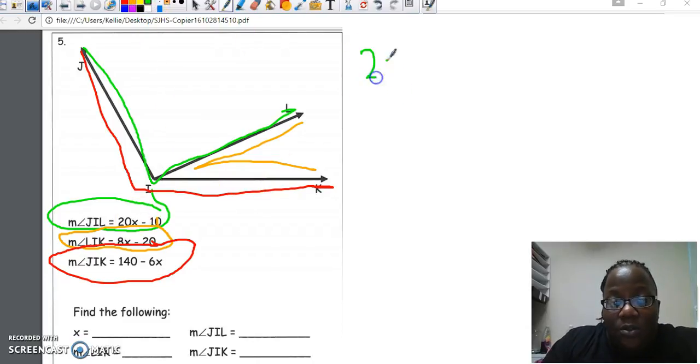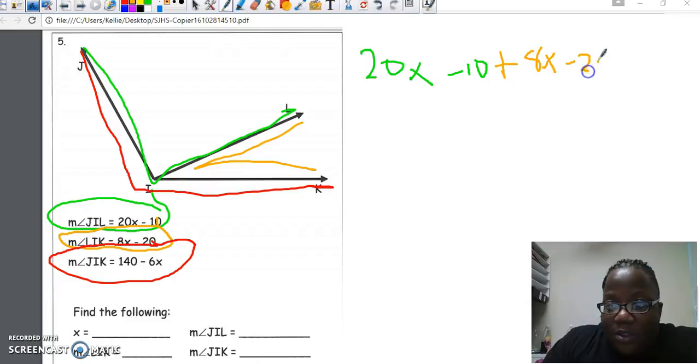Green, 20x minus 10 plus orange, which is 8x minus 20, should equal red, which equals 140.